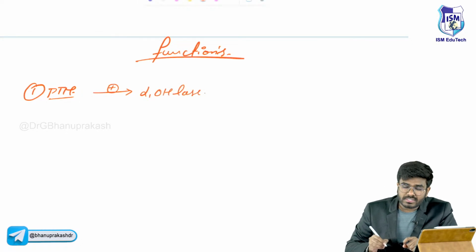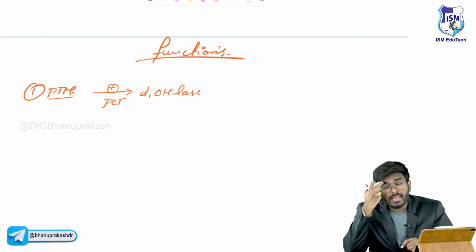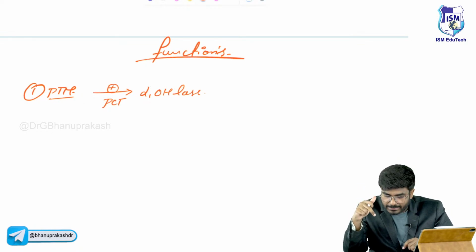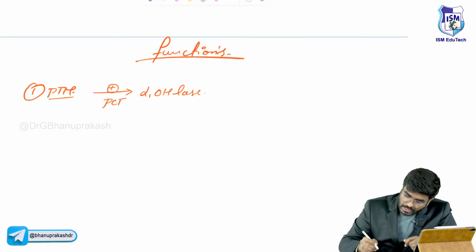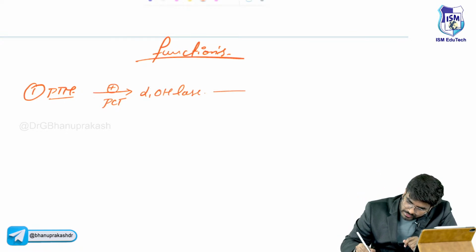Where is this alpha-1 hydroxylase present? It is present in the proximal convoluted tubule. Parathyroid hormone activates the enzyme alpha-1 hydroxylase. When the alpha-1 hydroxylase is activated, do you know what it will do? It helps in activation.